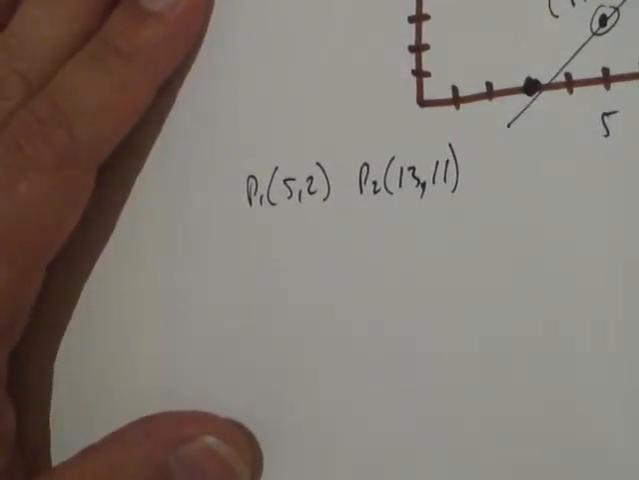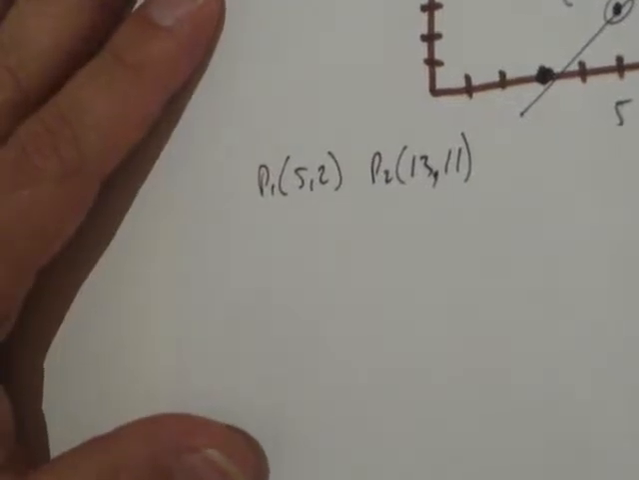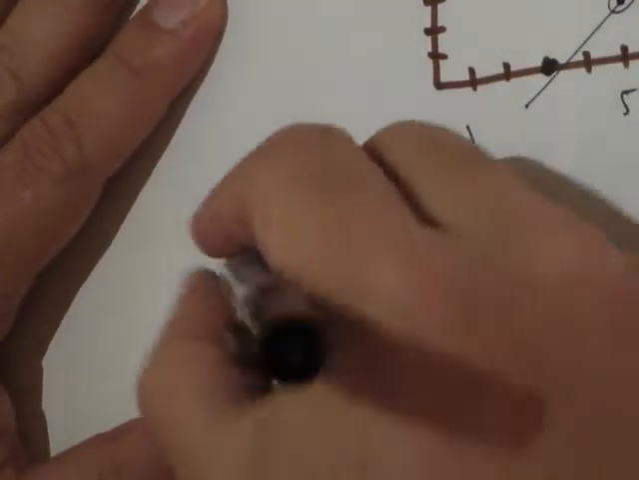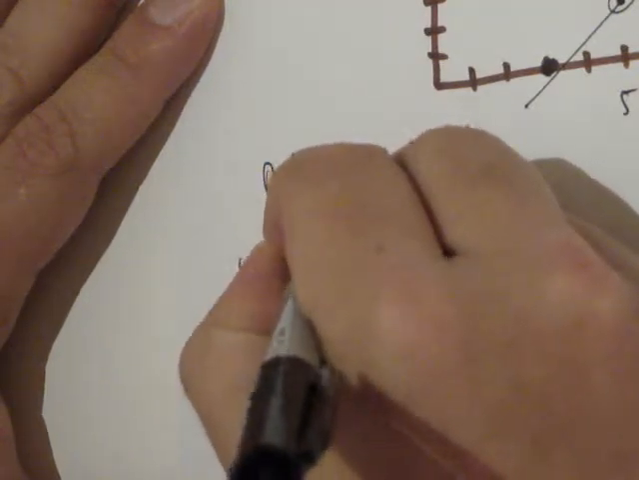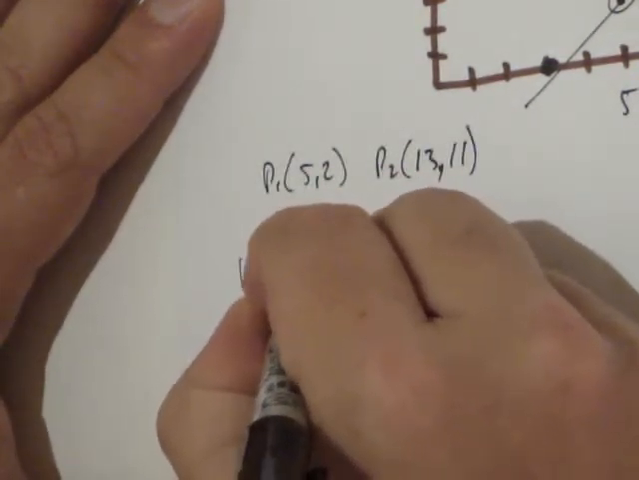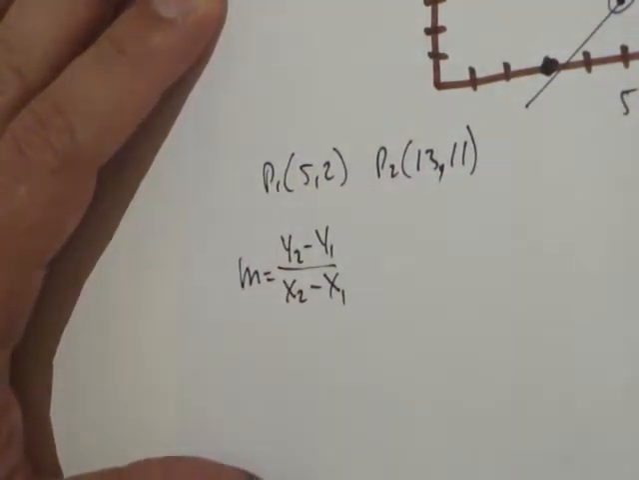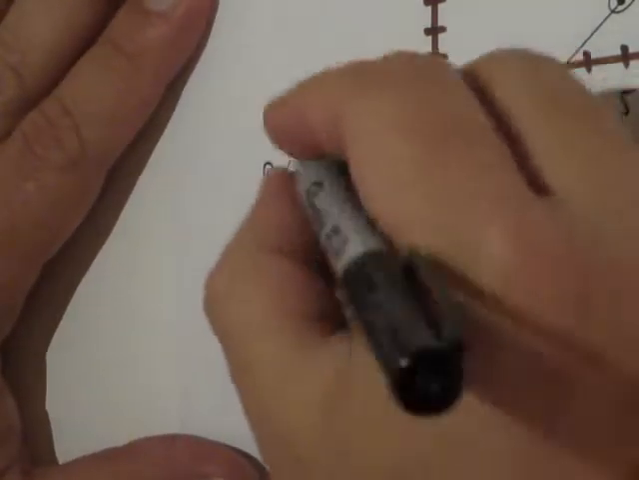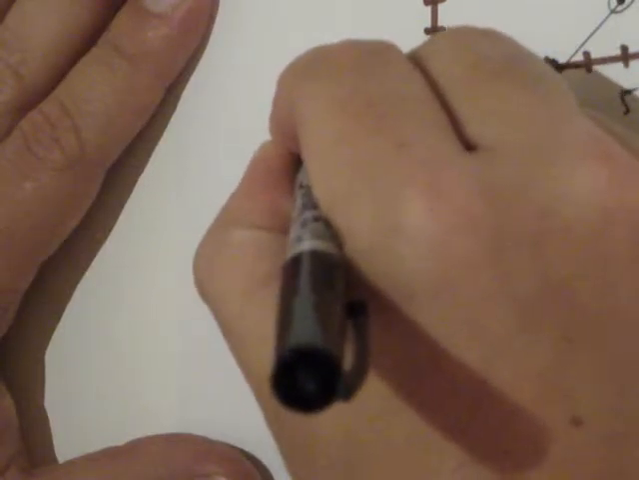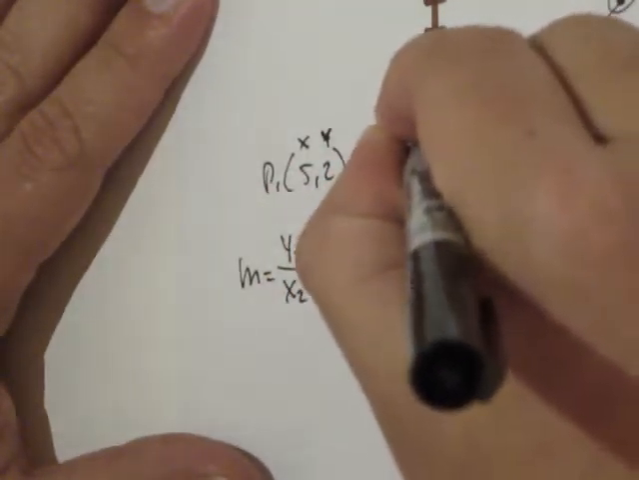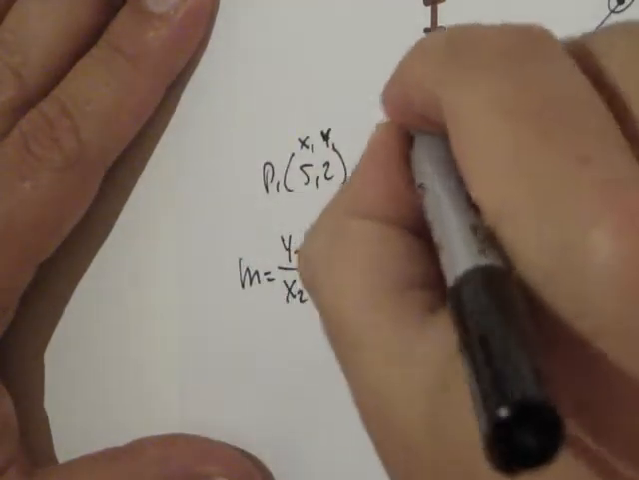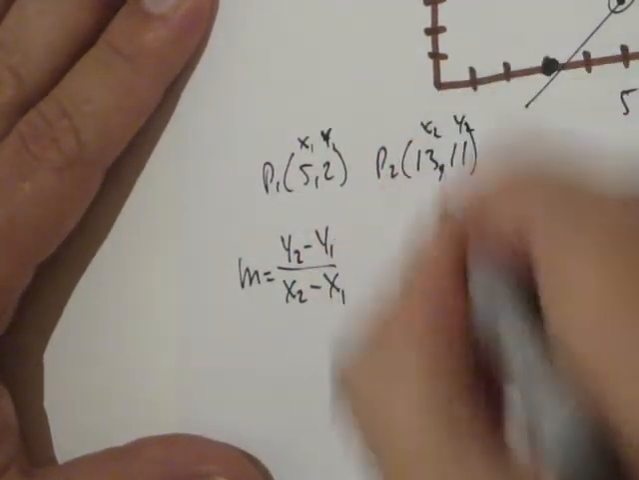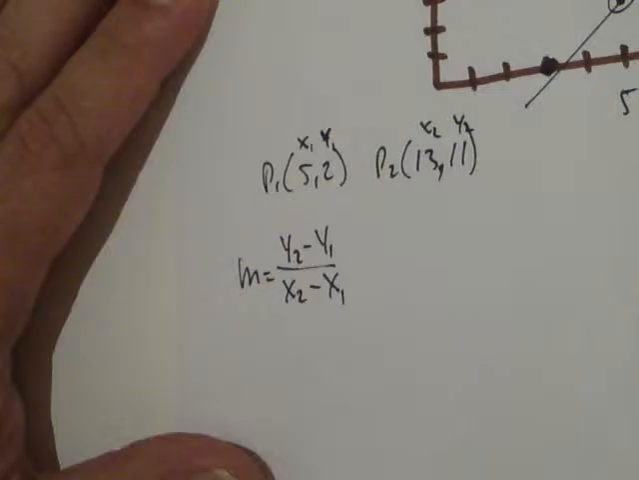Well, the first thing we need is a slope. The formula for the slope is m equals y2 minus y1 over x2 minus x1. Some of this notation should look familiar from when we were using the distance formula. Remember, both of these are an x and a y. This is point 1, so it's x1 and y1. This is point 2, so this is x2 and y2. So that's how that works.